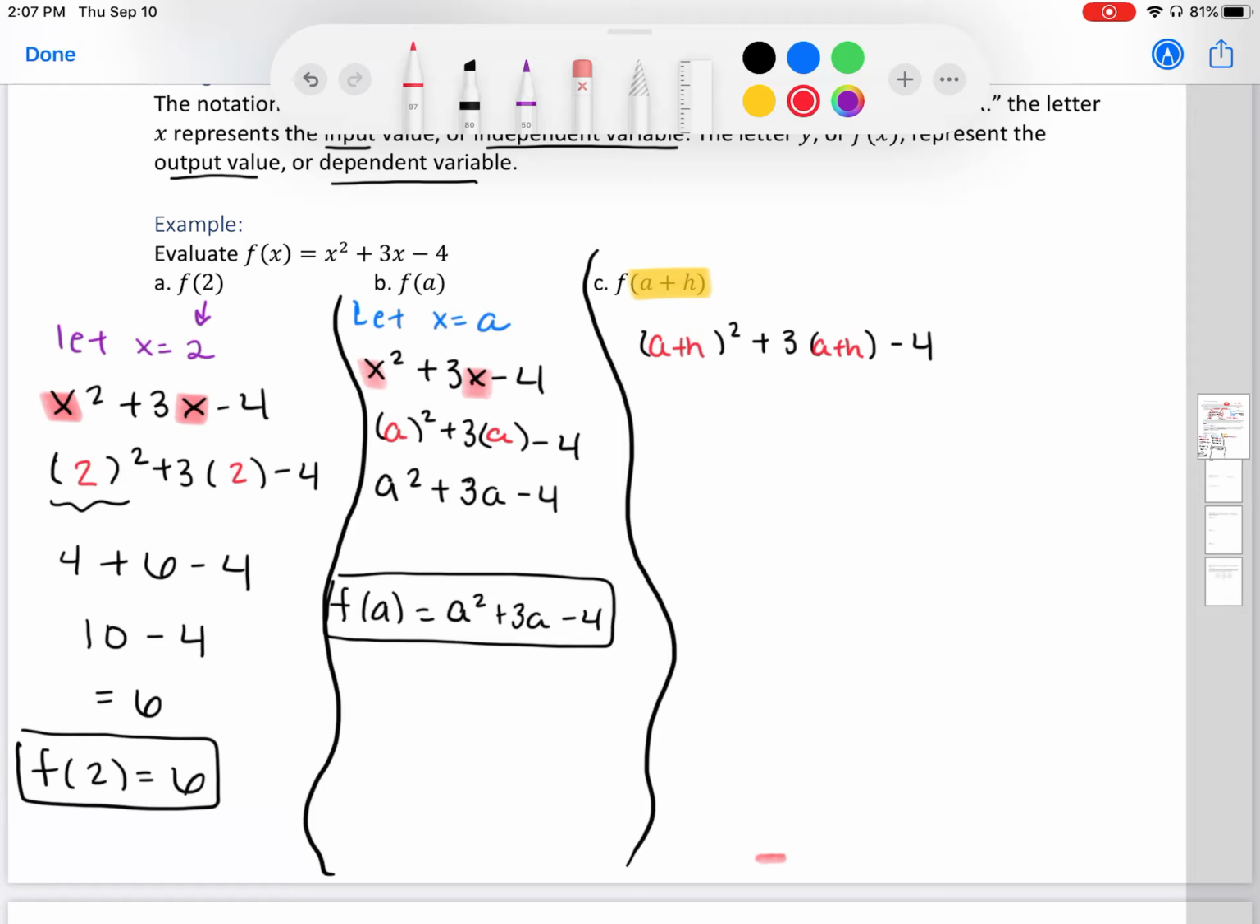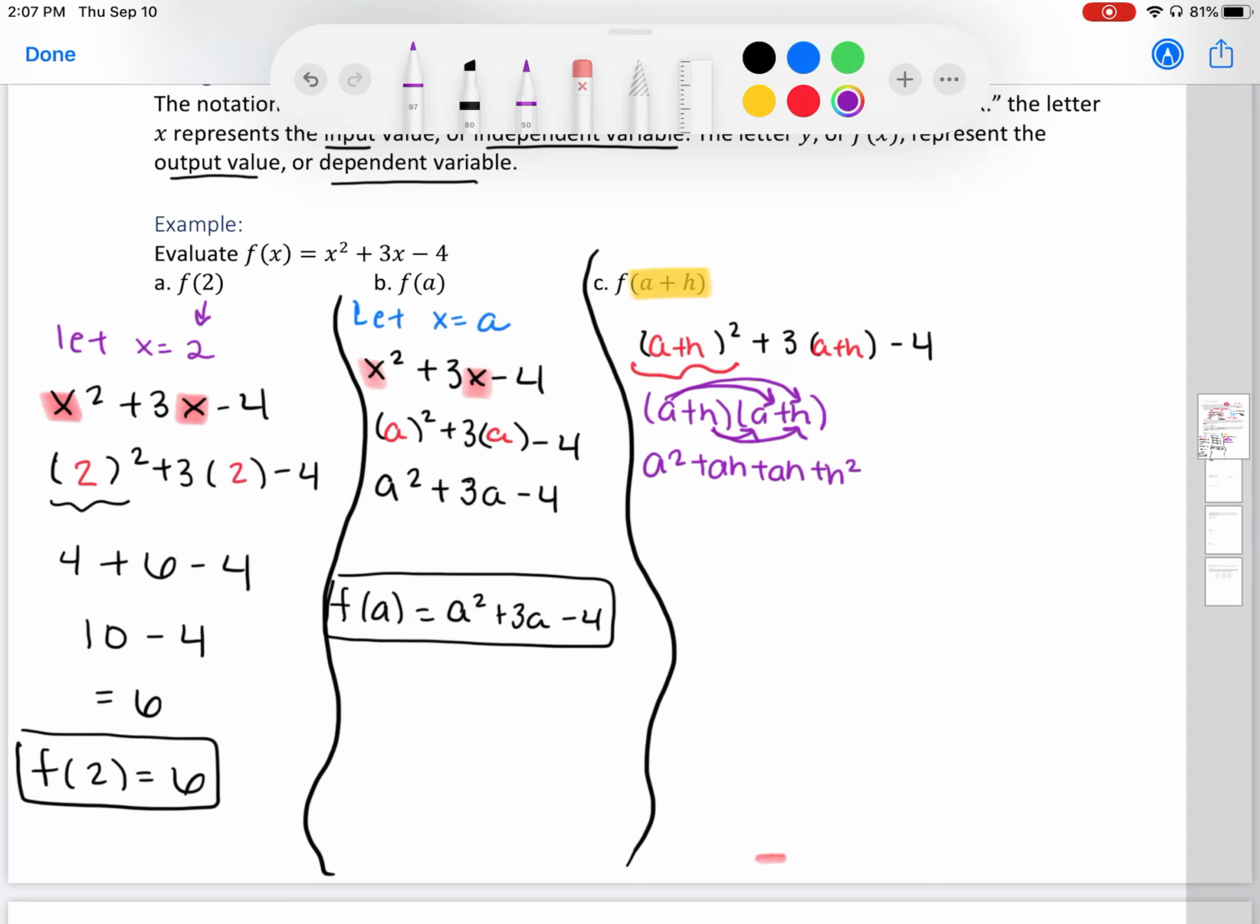Okay, to begin, we have to go ahead and multiply this out. A plus h squared is a plus h times a plus h. We have to go through the process of multiplying it out, so let's go ahead and FOIL. A times a is a squared. A times h is ah. H times a is ah. And h times h is h squared.